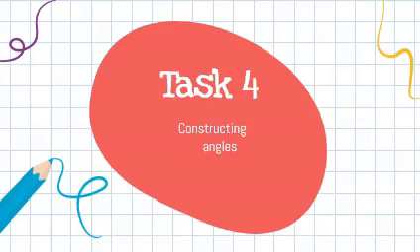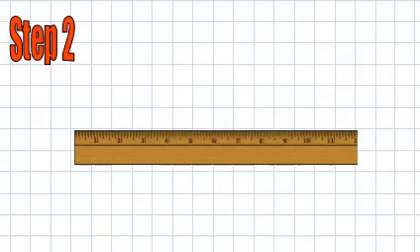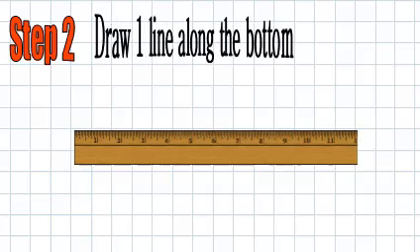So our fourth task is going to be the steps for constructing an angle. So suppose I want to draw an angle. There are steps that I need to follow in order to construct this angle. So let us start. First of all, of course, you have to bring your ruler, and then you're going to draw one line along the bottom.